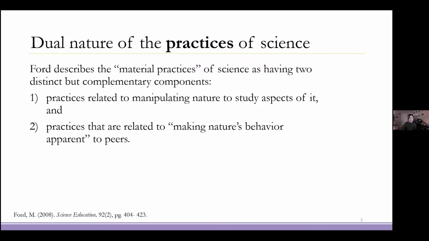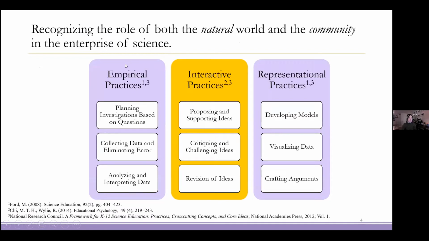More specifically, Ford described two types of practices, here in purple: the empirical and representational practices. Empirical practices are when you're physically manipulating matter, planning investigations, collecting data, and analyzing that data. Representational practices are when you're taking what you've collected and developing models, visualizations, and crafting arguments to communicate what you found. There are also interactive practices, where you're proposing and supporting ideas, critiquing and challenging ideas, and revising them based on the data you've communicated. These are the types of things we want students to be practicing in the laboratory.